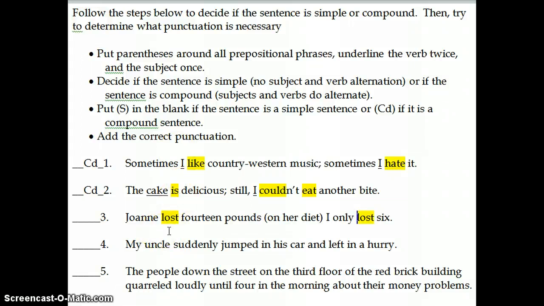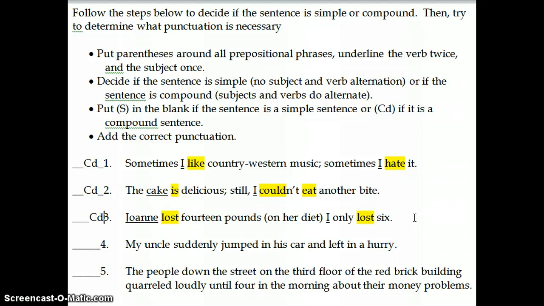If we ask who lost, well, Joanne. She's the one who lost 14 pounds, so Joanne is the subject that comes with the first lost. And who lost in this part of the sentence? I did. I lost 6. So I is the subject there. Again, we do have alternating subjects and verbs, and we have two clauses that form a compound sentence. So it's a compound sentence, and then we need to figure out how we are going to punctuate it.